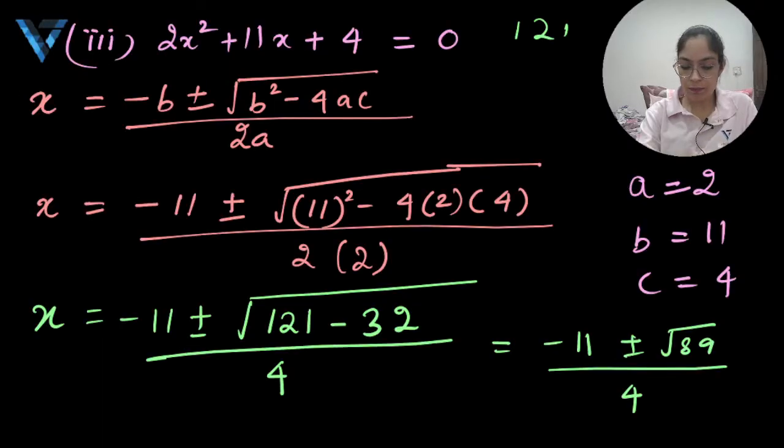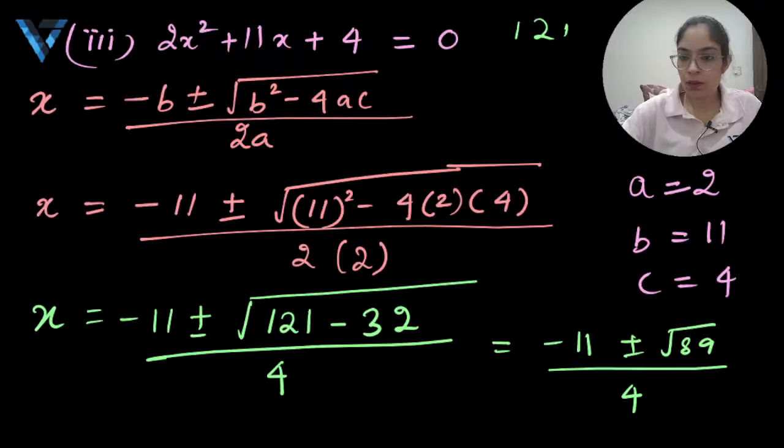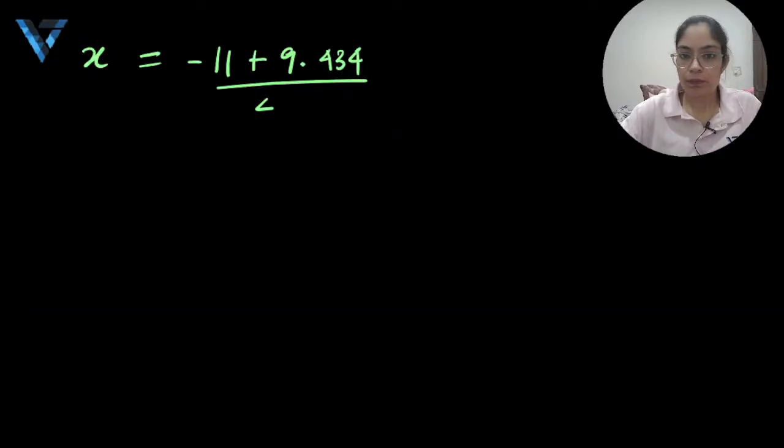What is root 89's value? 9.434. Okay, so x is equal to minus 11 plus 9.434 by 4, or minus 11 minus 9.434 by 4.